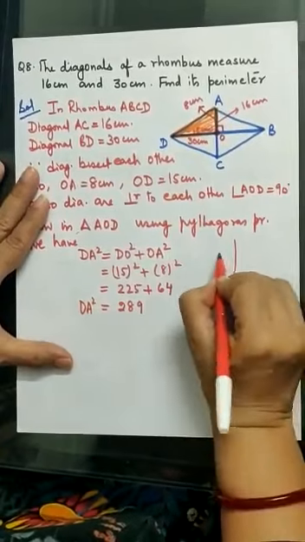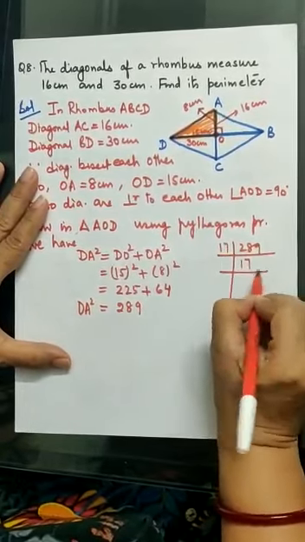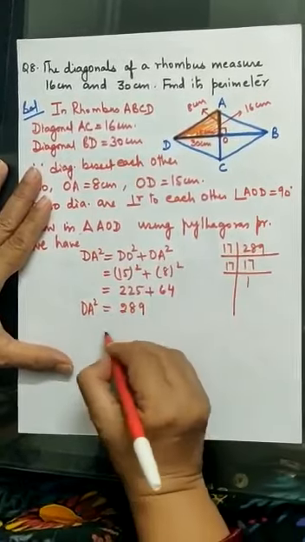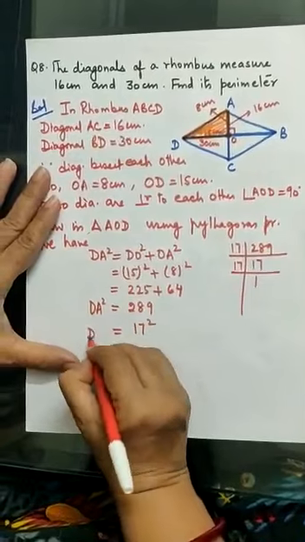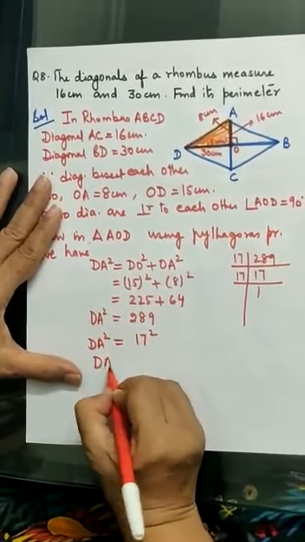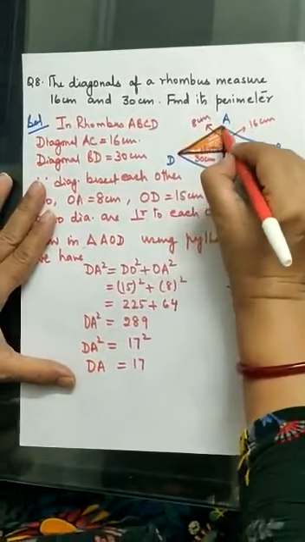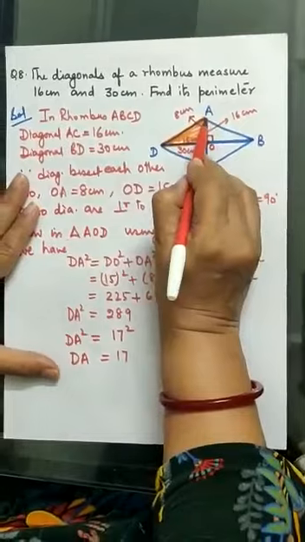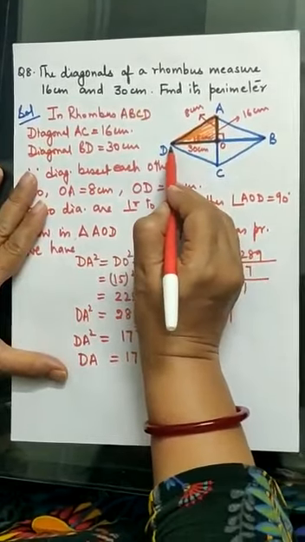अब हम इसका प्राइम फैक्टराइजेशन लेंगे. 289 में 17 17s are 289 and 17 1s are 17. So this becomes 17 square, that is equal to DA square. Now powers are same, we delete the powers, so we get DA is equal to 17. मतलब DA 17 का मतलब क्या हो गया, AB भी 17, BC भी 17 और CD भी 17, right?